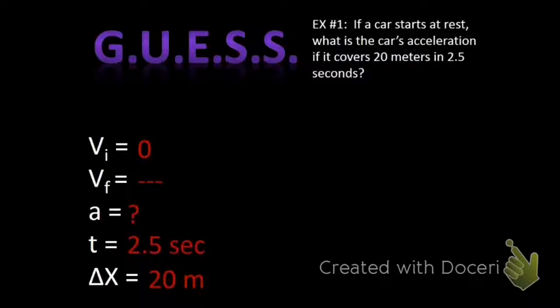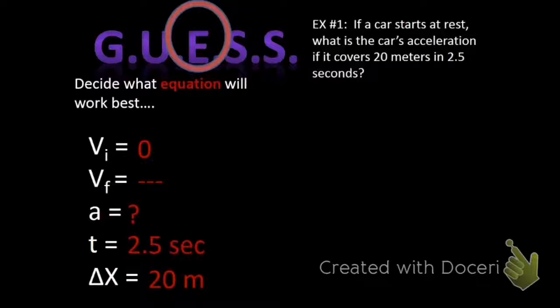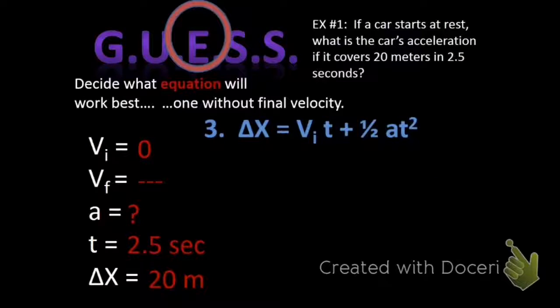From here, we need to pick an appropriate equation. That's what the E is for. So we need to look through the kinematic equations and choose the correct one. Really, the dash here can give us a shortcut to know which one to choose. We want the equation that does not involve final velocity, and that happens to be equation number 3. Delta x equals v_i t plus 1/2 a t squared.